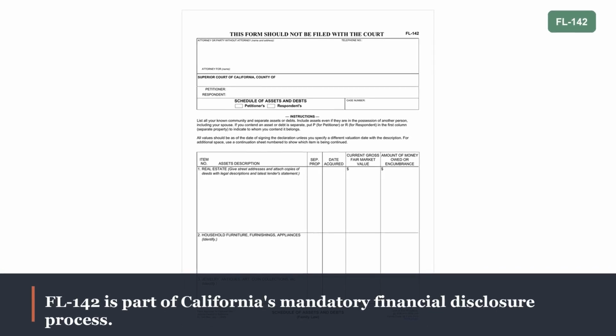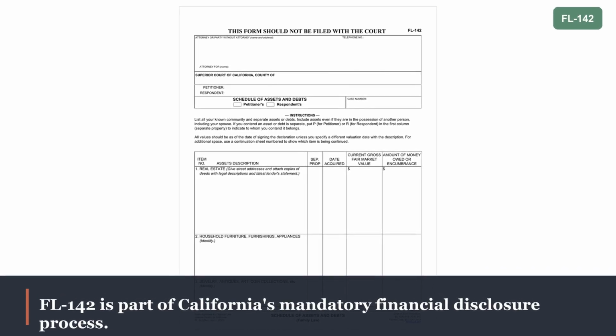FL-142 is part of California's mandatory financial disclosure process. Both spouses are required to exchange a preliminary declaration of disclosure early in the case, and a final declaration of disclosure later, and FL-142 is one of the core documents in both rounds.